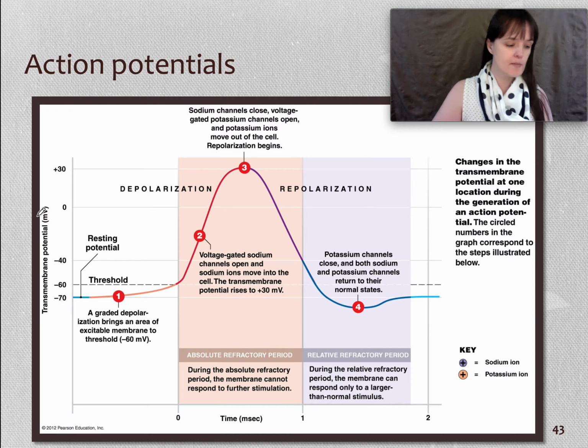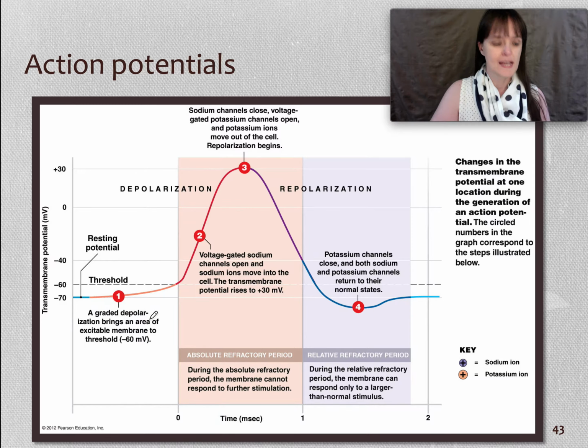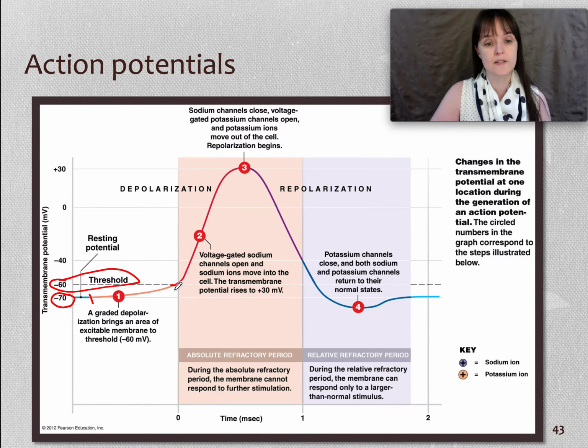First, let's talk about the generation of action potentials. Let's go through this picture, which is on your test. Number 1 here is this first segment from here to here, and this is depolarization to threshold. We start at resting potential, which is negative 70 millivolts, and bringing that up to threshold, which is negative 60 millivolts, is this first segment, number 1.